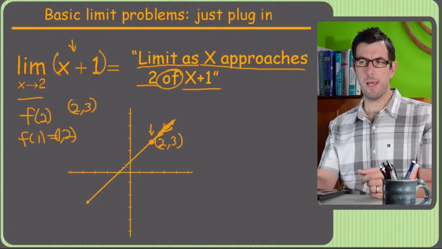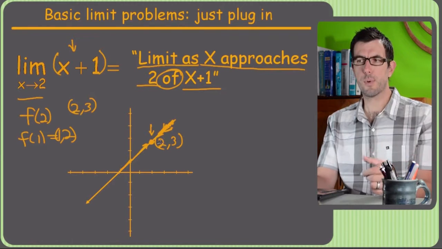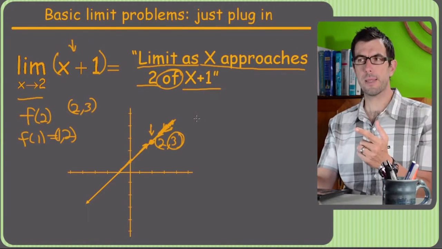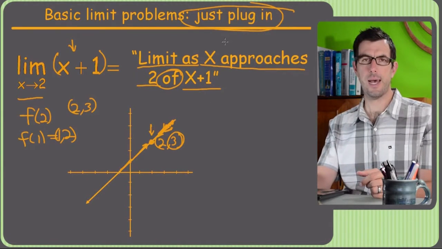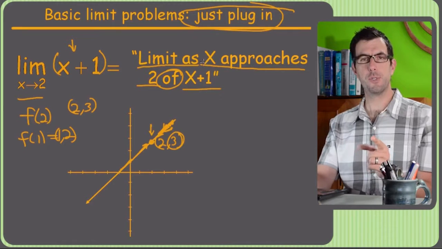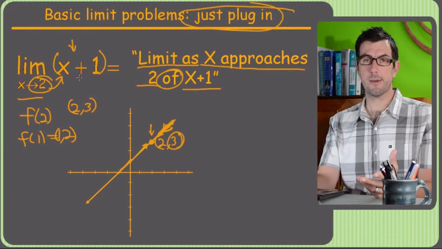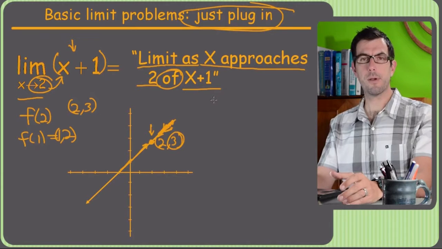And of course, if I come from the left, same thing. If I was approaching from the left, just as I get really close, it looks like we're going to land on 2 comma 3. That's where we're headed. So the limit is 3. And for a basic problem like this, we can actually just plug in. That's why I wrote at the top that we can just plug in, because that's the first thing you should always try in limit problems. Just take whatever number they gave you and plug it in for x, and that'll probably be the right answer. If you don't get something weird, but if you just get a number, it's right.